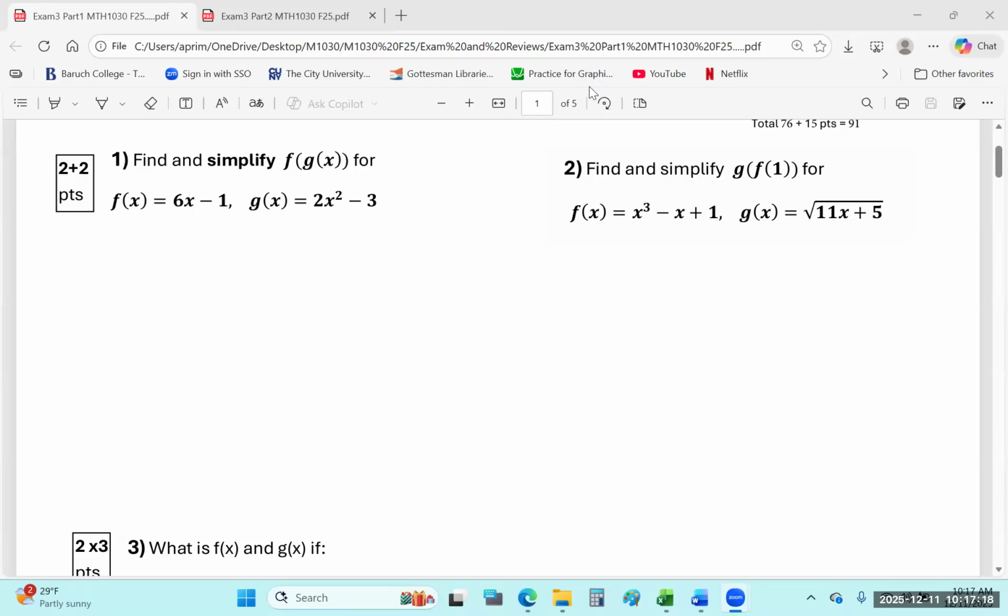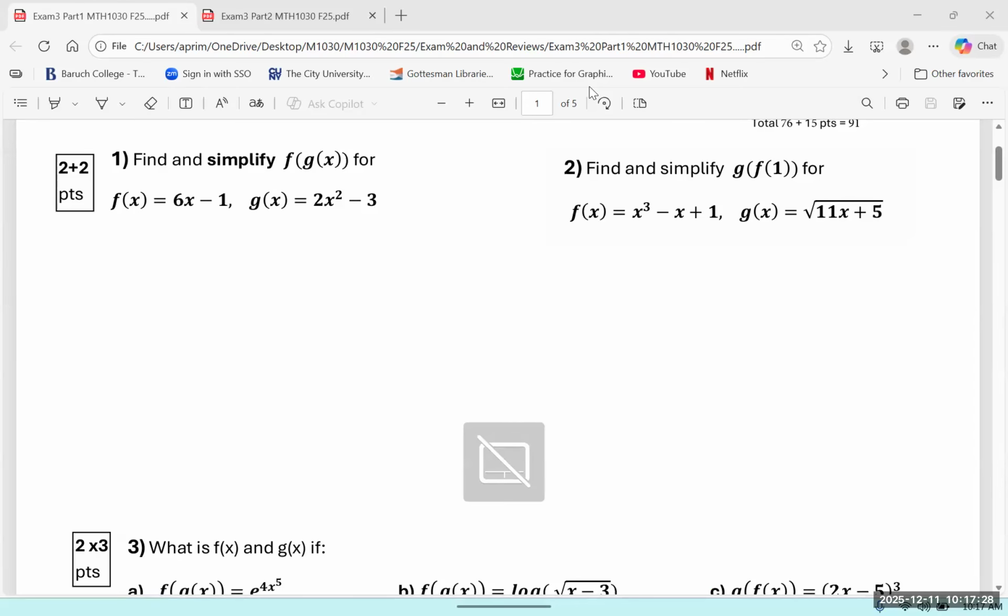So let me go over the questions from the exam, which will be the final exam. Okay. I will not go over every question, but whatever always comes in the final exam. So question number 1.